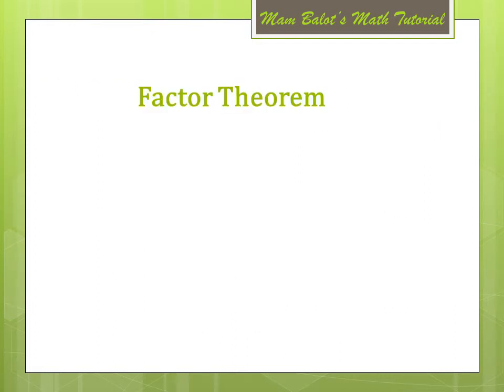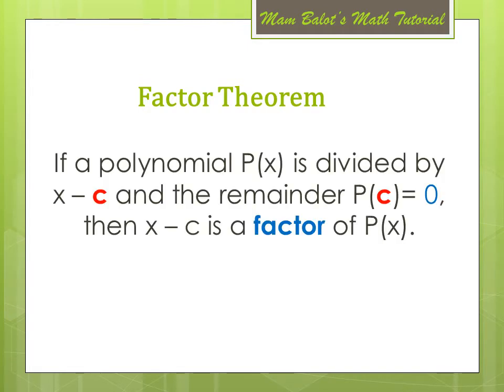Now, what is a factor theorem? If a polynomial p of x is divided by x minus c and the remainder p of c is equal to 0, then x minus c is a factor of p of x. So the factor theorem is actually connected to the remainder theorem. This just means that if we compute p of c, which is the remainder, and the result is 0, then automatically the divisor x minus c is a factor of p of x. And if it is not 0, then it is not a factor of p of x.